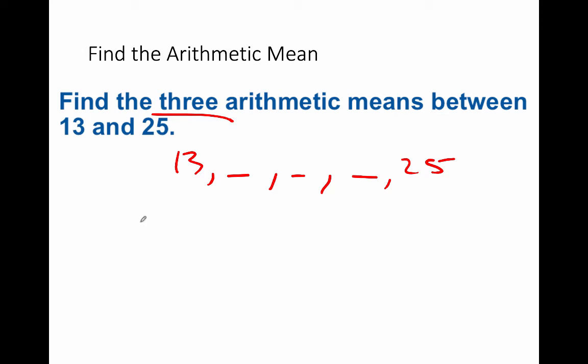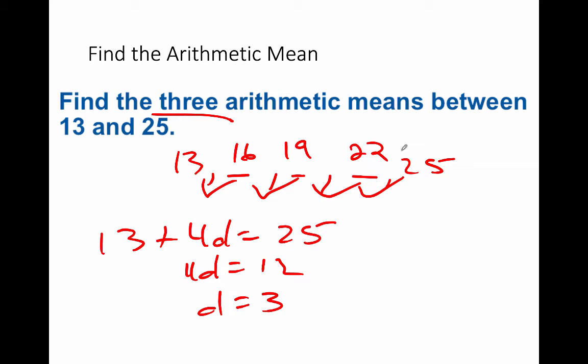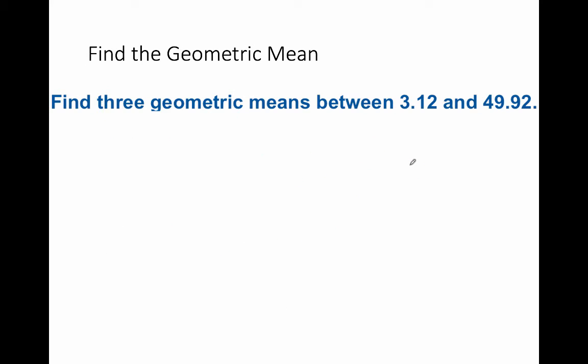So again, you can do 1, 2, 3, 4. 13 plus 4d equals 25. 4d equals 12. d is 3. 16, 19, and 22. And make sure it works on the last one. That's how you make sure you didn't make a mistake.